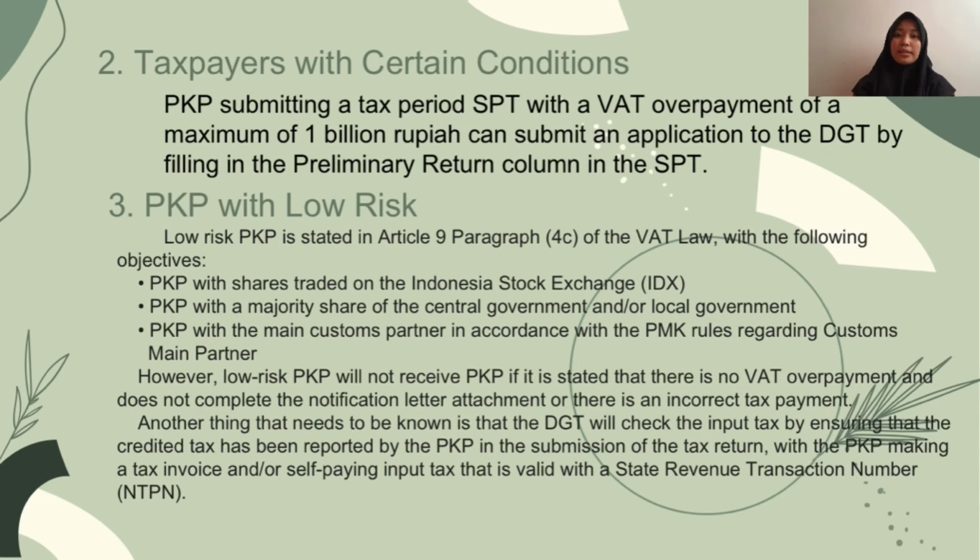Okay, so the second, taxpayers with certain conditions. So PKP submitting a tax period SPT with a value-added tax overpayment of a maximum of 1 billion rupiah can submit an application to the DGT by filling in the preliminary return column in the SPT. And the third is PKP with low risk. So low risk PKP is stated in Article 9 paragraph 4C of the value-added tax law with the following objectives.